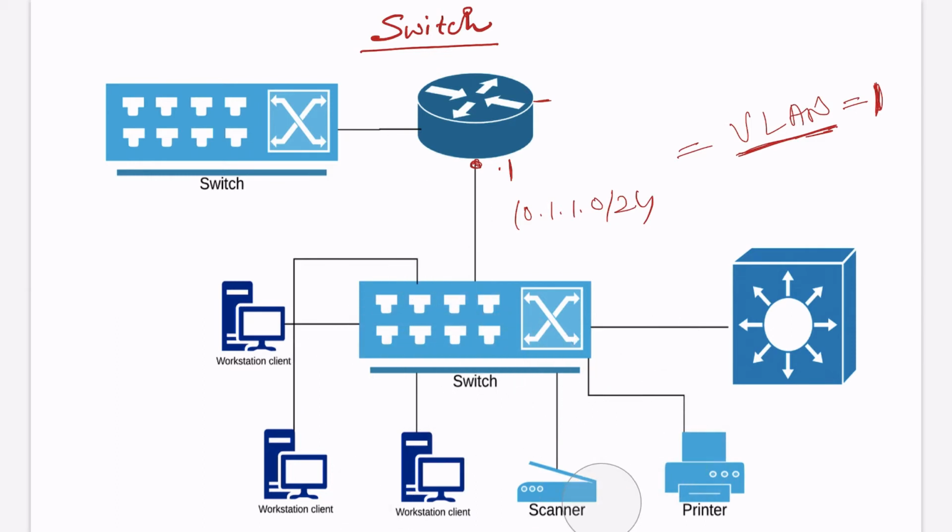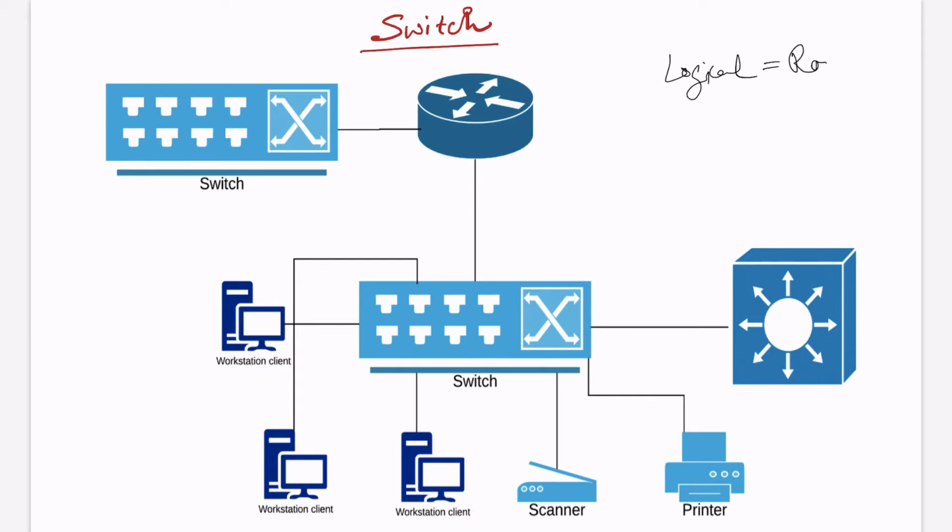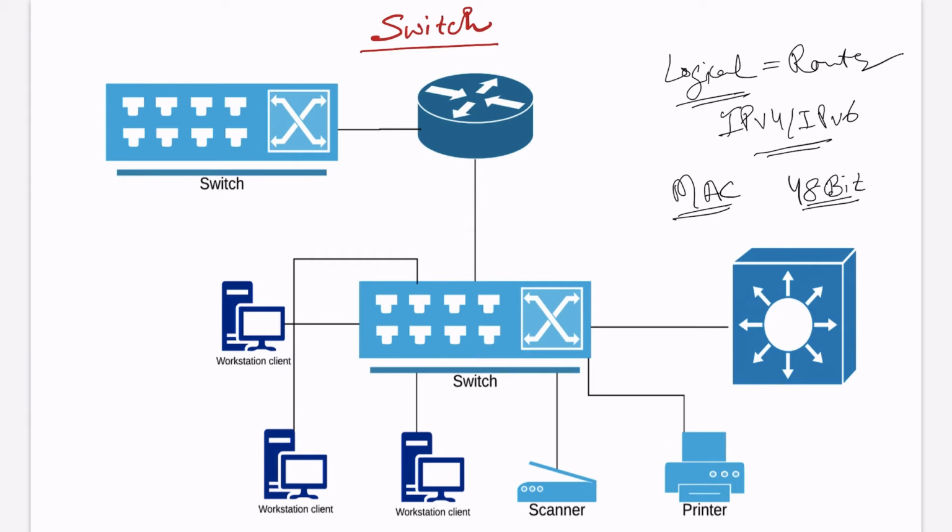Now other thing, how does switch work? Switch understands frames. It uses MAC addresses as the address to identify a device. Like a router uses logical addresses, that is IPv4 and 6. Switch uses MAC addresses. MAC means media access control, the physical address, the actual identity. So every networking device in the world has a unique 48-bit identification, and this will be unique in the world. So a switch understands only the MAC address.